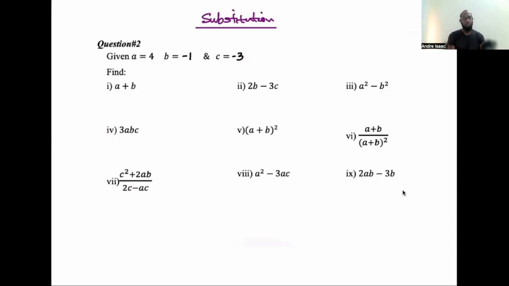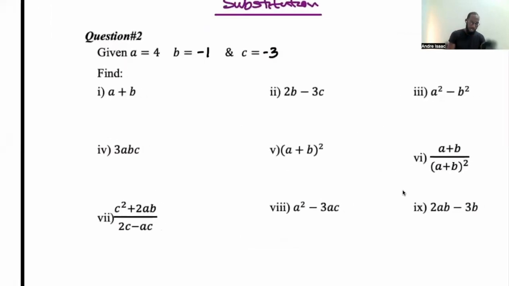They said find. The find means work it out and you get a specific value, whether it's a negative number, positive number, fraction, or a decimal. So find A plus B. Instead of writing A, we put in 4 because A is equal to 4, plus. Instead of writing B, we put in -1.